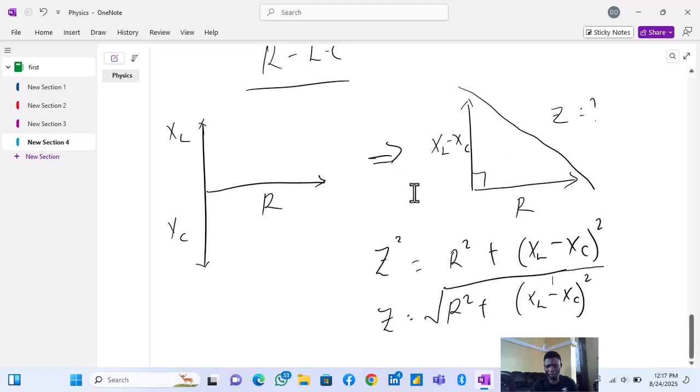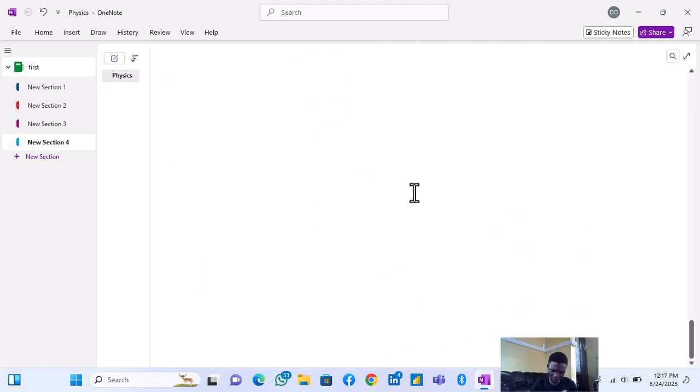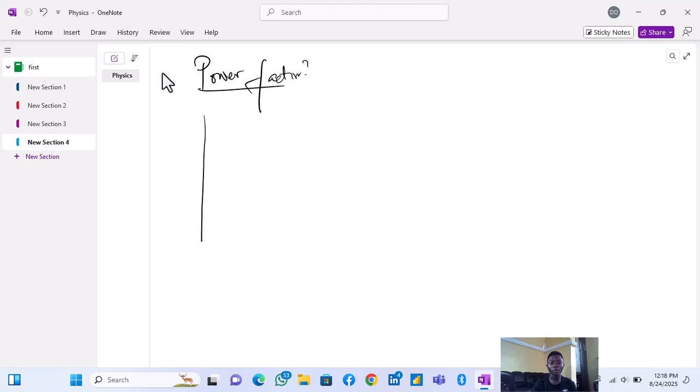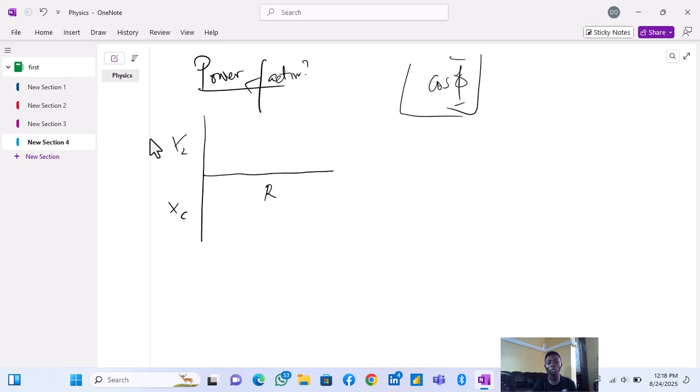Another thing we can talk about here is something known as the power factor. So what is power factor? I'm just going to give a brief introduction to that in this class, then next class we are going to talk about it very well. So this is R, this is XL, and this is XC. Power factor is actually the cos of an angle. It is denoted as cos phi. So cos phi is what we call the power factor.